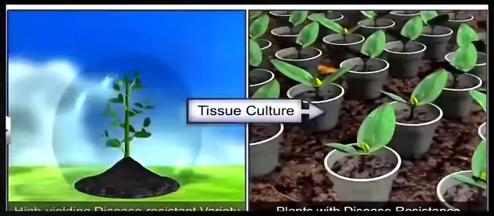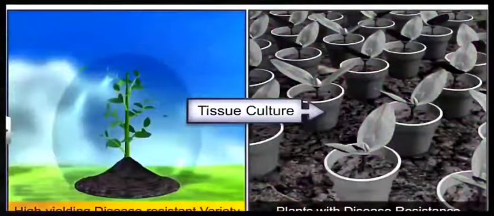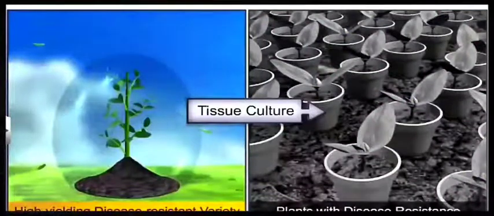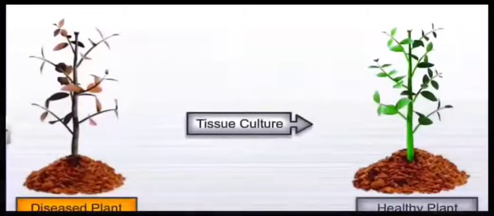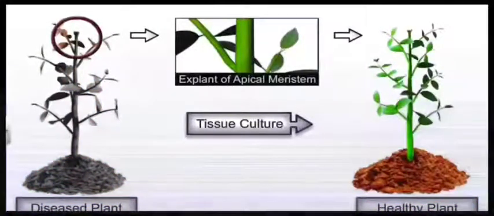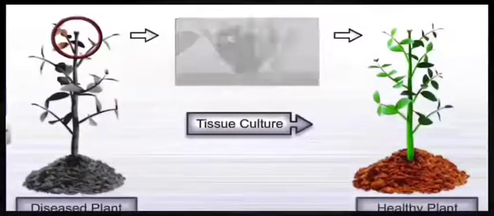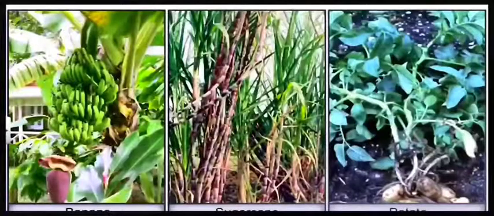And another good thing about tissue culture is that we can even take a small part of a diseased plant, that is the meristem part, for tissue culturing. Even if the plant is diseased, that particular part, the apical meristem, is free from the disease. That's why, from a diseased plant also, by tissue culture, you can cultivate disease-free plants. So this is a very good option.